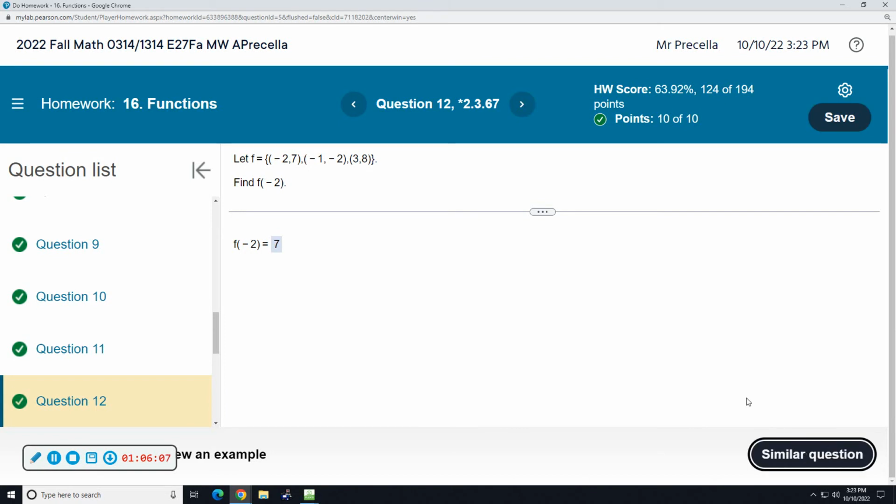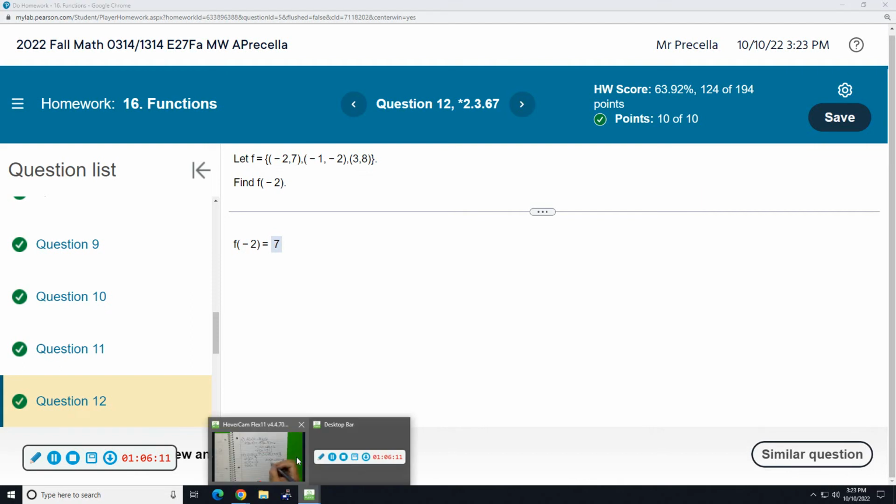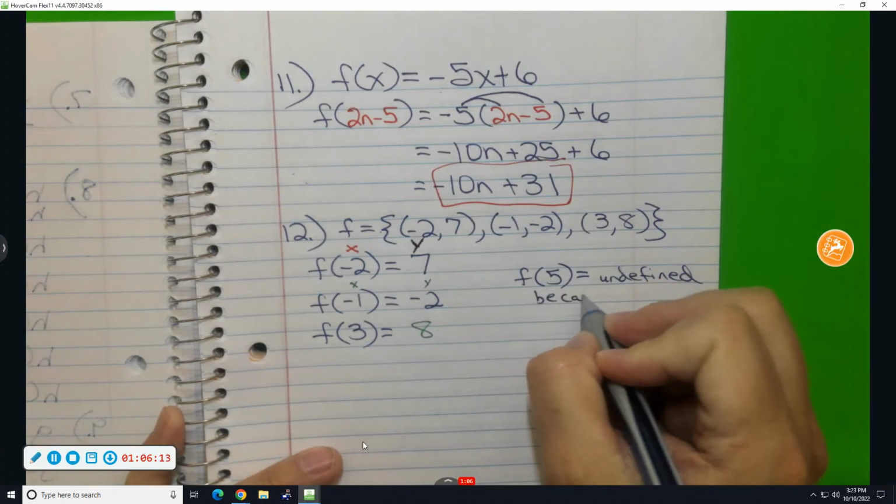So can I put "not in the domain"? For f of 5, you'd say undefined because 5 is not in the domain.